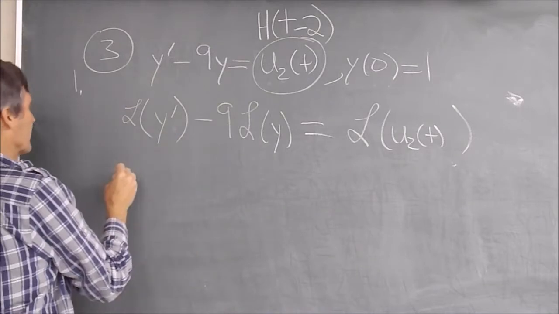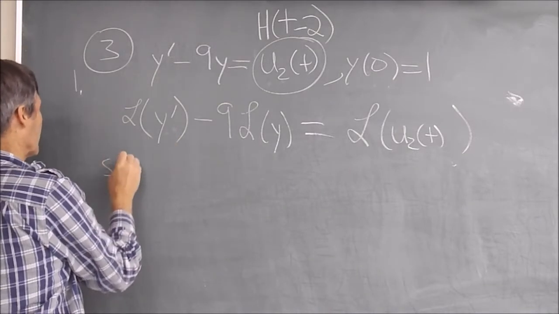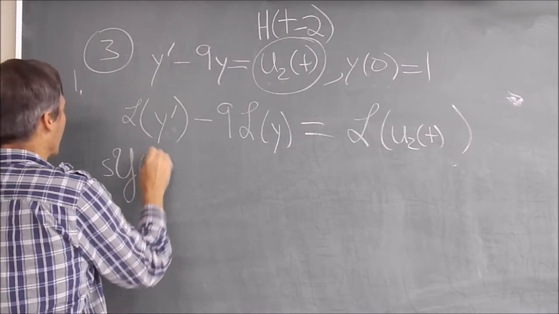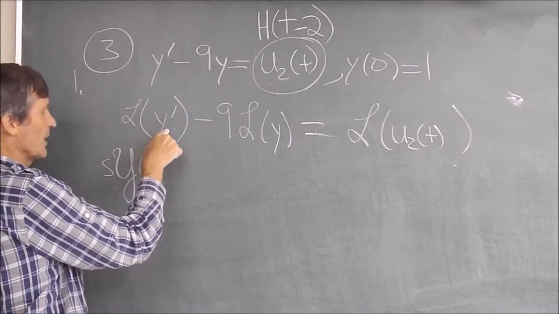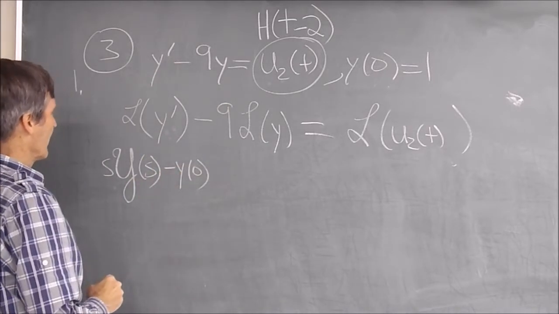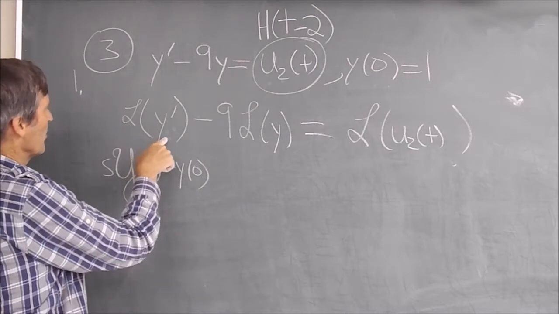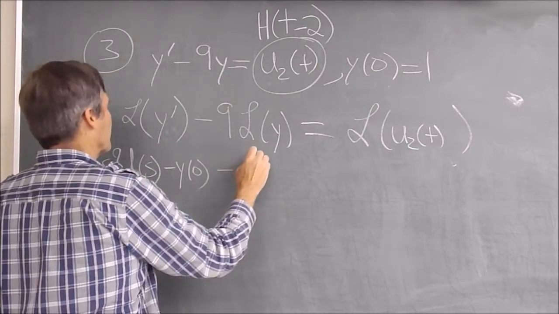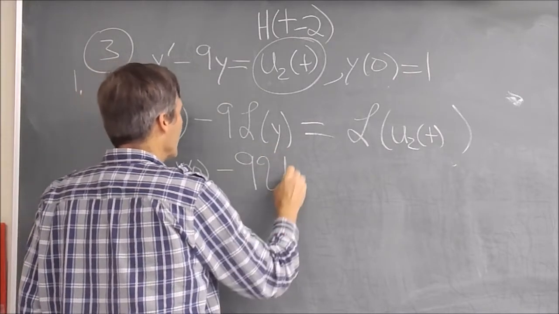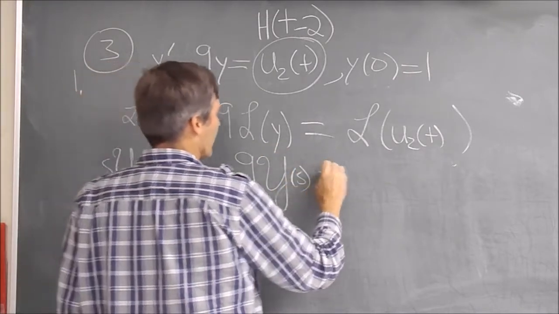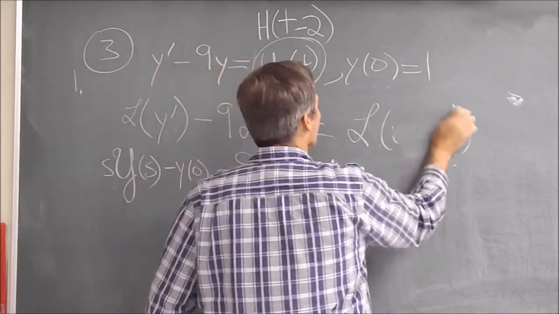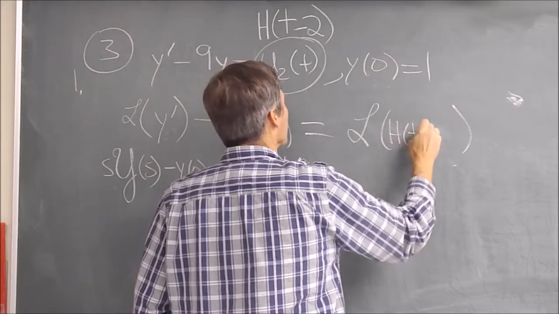Now, this one we recall from the theorem for derivatives is sY(s), where Y(s) denotes the Laplace transform of y, minus y of 0. So there's the Laplace transform of y prime. Then I need to subtract off 9 times the Laplace transform of y. I'll just change notation and call that Y(s). It means the same thing. And then the Laplace transform of u2 of t, well, it's like that, suggestively H(t minus 2). What is that?